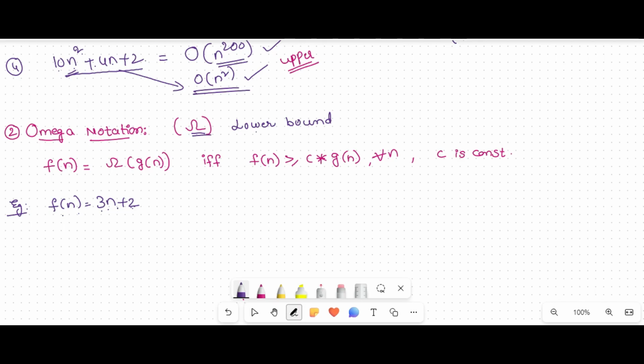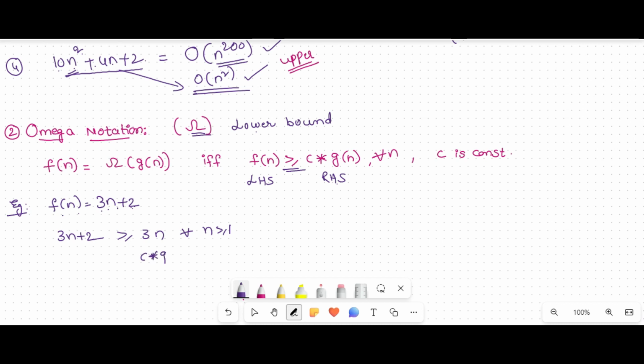So, f of n equal to 3n plus 2. In this form we have to write: f of n greater than or equal to, the left hand side should be greater than or equal to the right hand side. That is the meaning, no? This is LHS and this is RHS. So 3n plus 2 is greater than or equal to 3n, which is correct for all n greater than or equal to 1. So now what is c here?